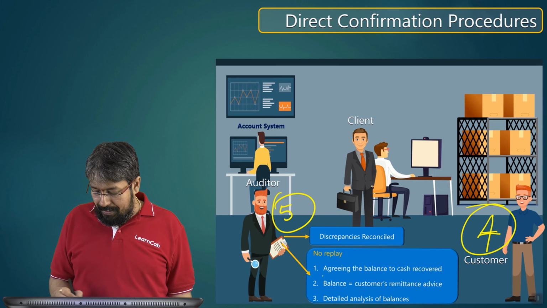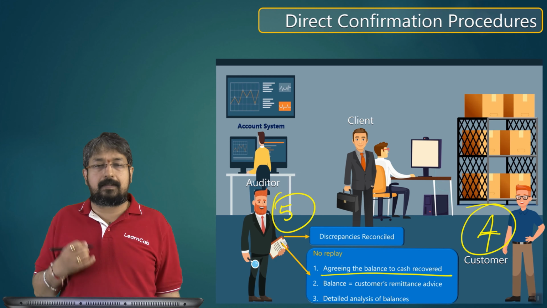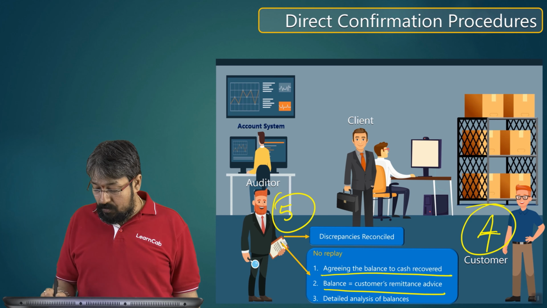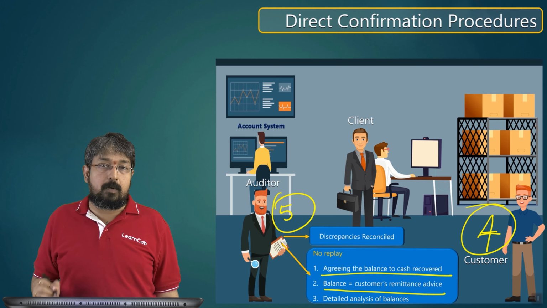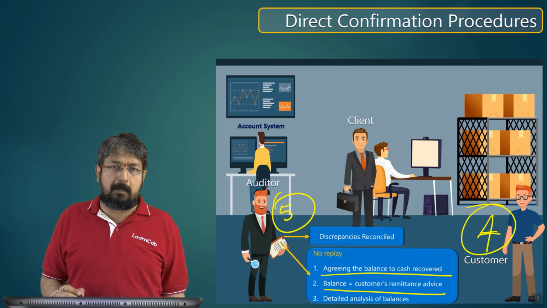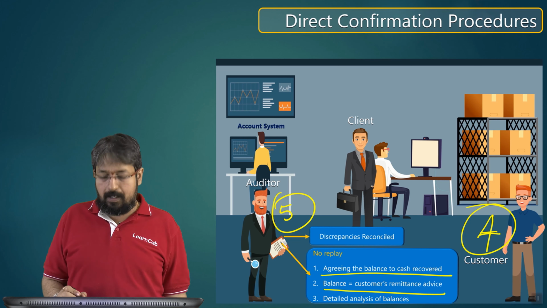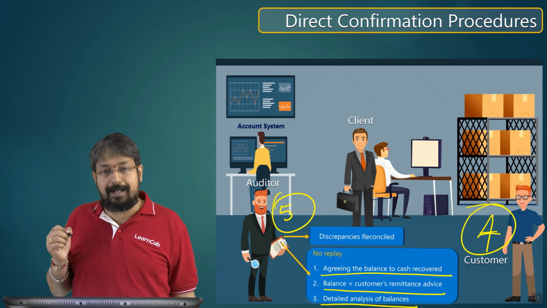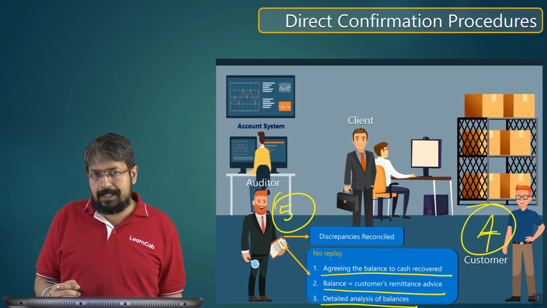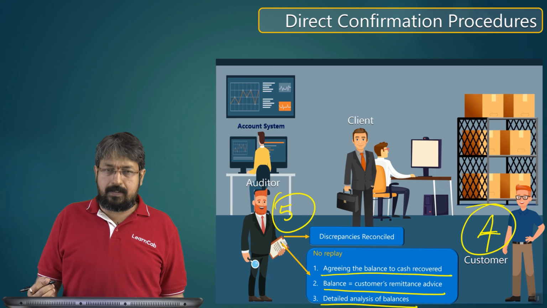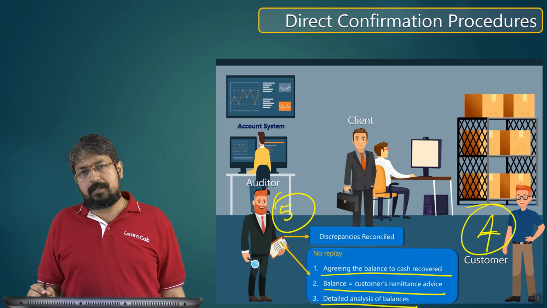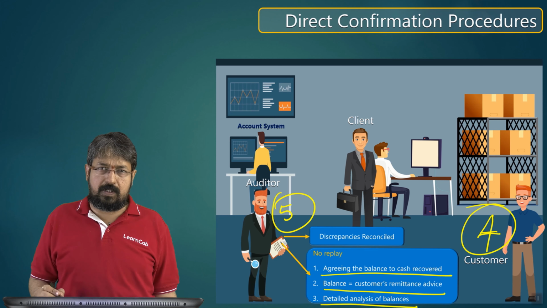And if there is no reply, then ascertain the balances of cash which is recovered, and ensure that the customer remittance advice is taken into consideration. The customer may make a payment, and that remittance advice should be taken into consideration, and a detailed analysis of the balance should be done. That is aging, from how many days or months the amount is outstanding. So these are certain things we need to understand about the direct confirmation procedure.